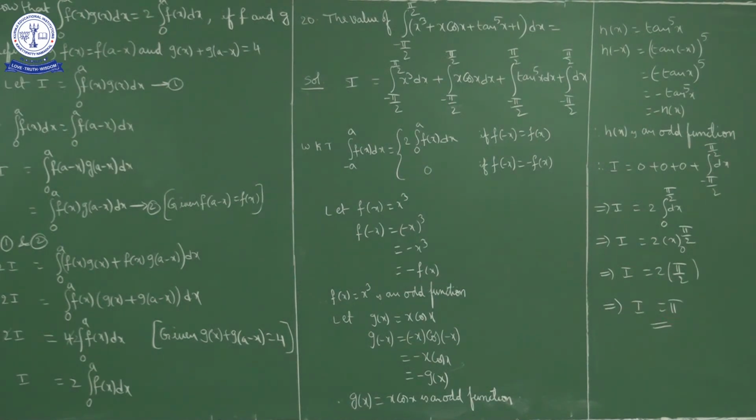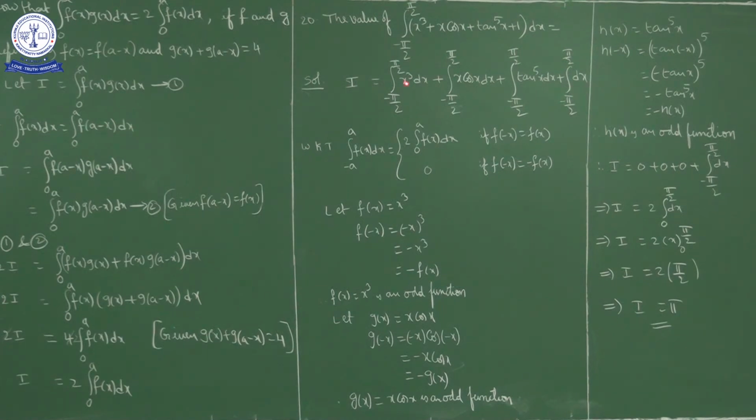Okay. I'll repeat once again. Here the question is to find the value of the integral from minus pi by 2 to pi by 2 of x cube plus x cos x plus tan power 5x plus 1 dx. Now if you write individually, I is equal to the integral from minus pi by 2 to plus pi by 2 of x cube dx plus the integral of x cos x dx plus the integral of tan power 5 dx plus the integral of dx, all from minus pi by 2 to plus pi by 2.